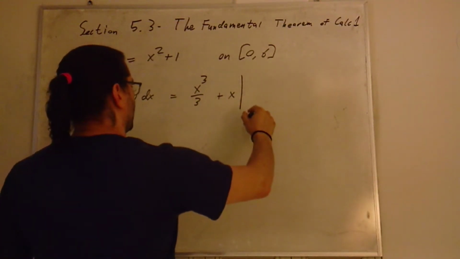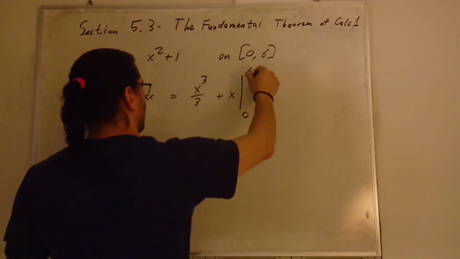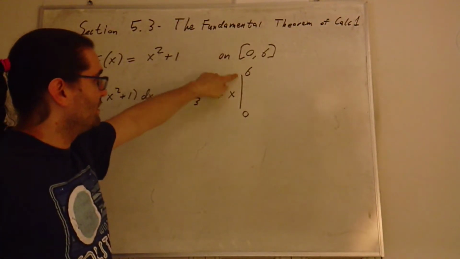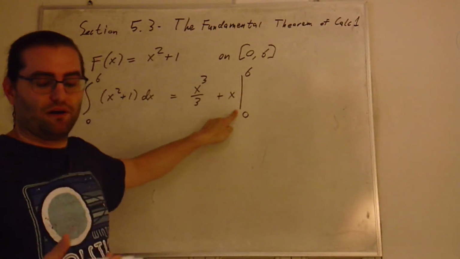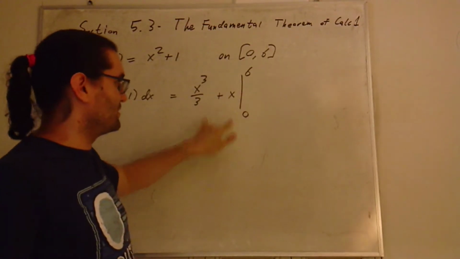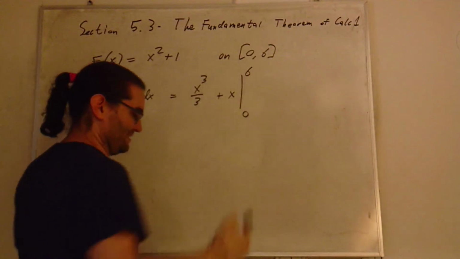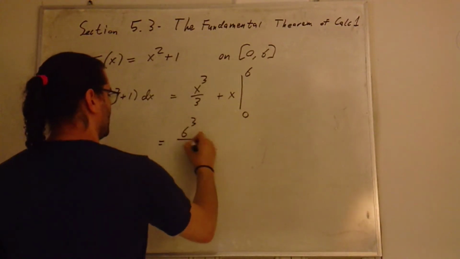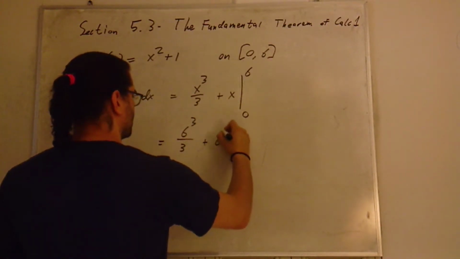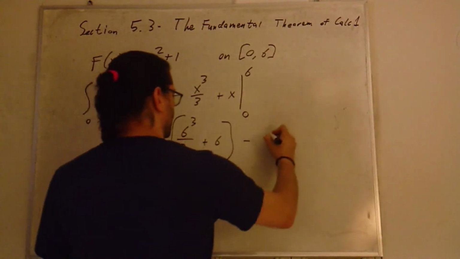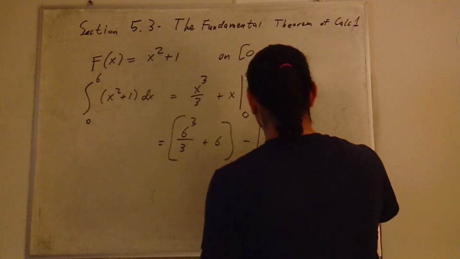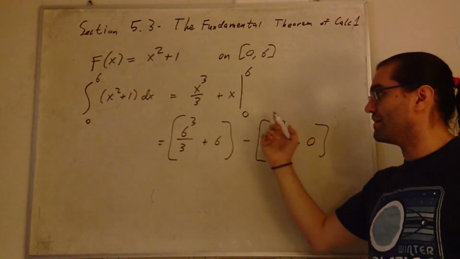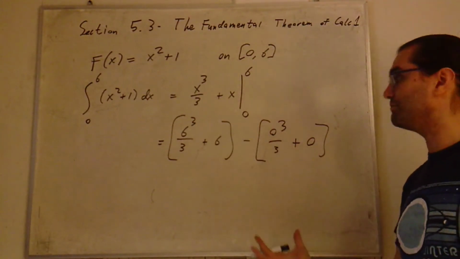I can get the exact area by evaluating this at 0, evaluating it at 6, and subtracting those two numbers. That's what this bar means. The big vertical bar on the right of an expression means evaluate it at this number, evaluate it at this number, and subtract those results. So this means 6 cubed over 3 plus 6, that's evaluating at 6, minus 0 cubed over 3 plus 0, that's evaluating at 0. The result of this calculation should give me the exact area.